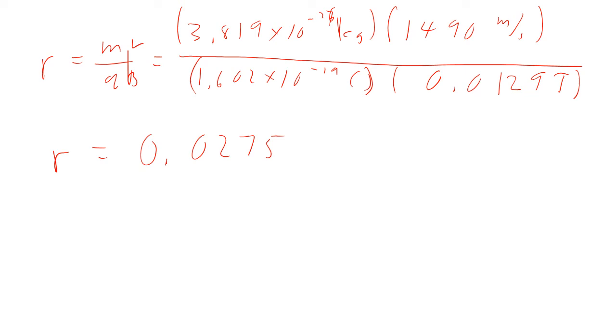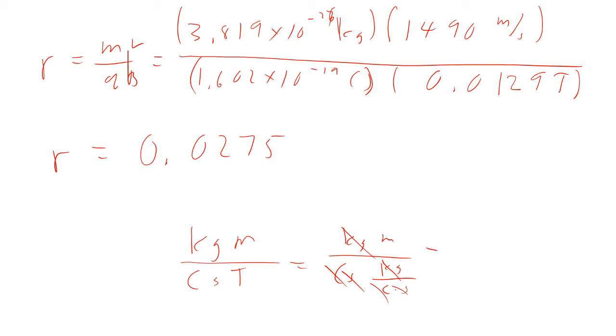Okay, so now we have our whole mess with units again. We have kilogram meter over coulomb second Tesla. So back to the Tesla, what is the Tesla going to be? We said that Tesla could be written as a kilogram per coulomb second. And so the kilograms and coulombs cancel, so that's just meters. All right, so this comes out to be in meters.